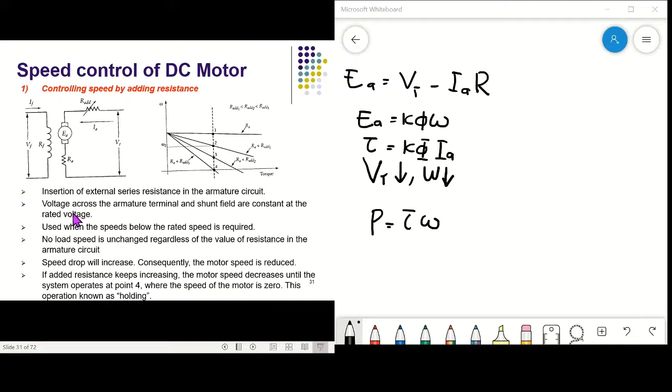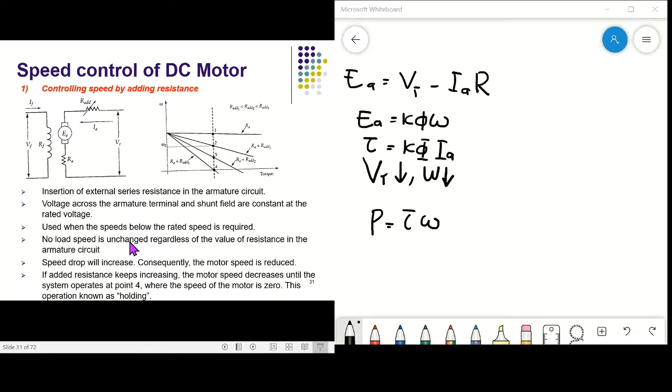Voltage across the armature terminal VT and shunt field are constant at the rated voltage. Used when the speed below the rated speed is required. And then for adding resistance method, kita guna untuk control speed below the rated speed. And no load speed is unchanged regardless of the value of resistance in the armature circuit.